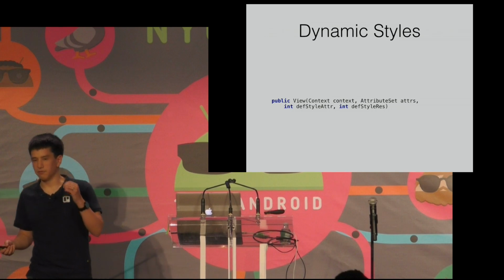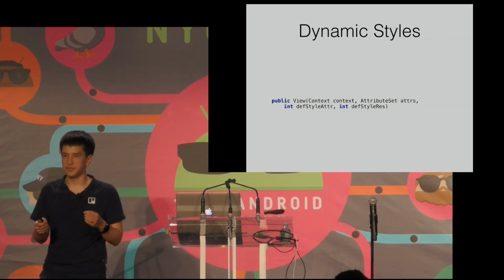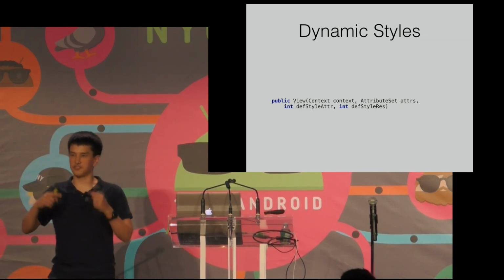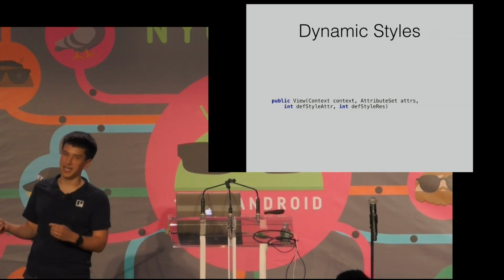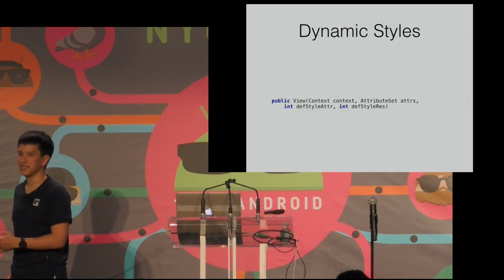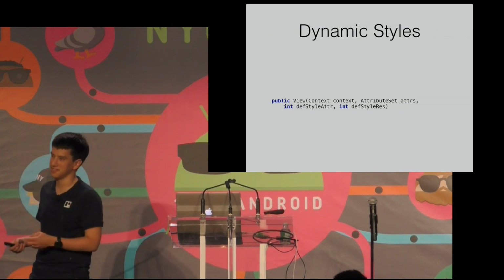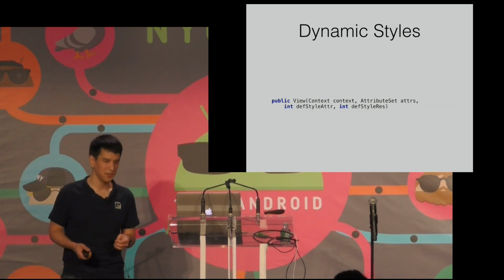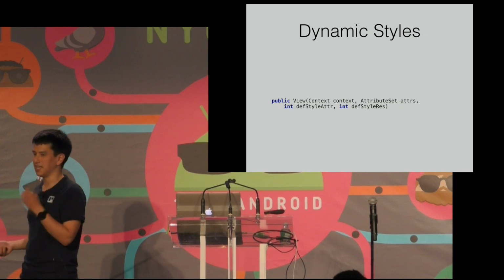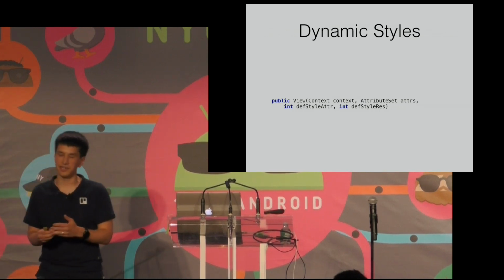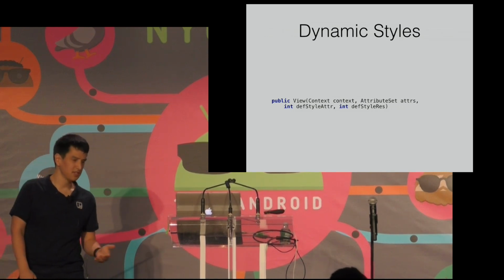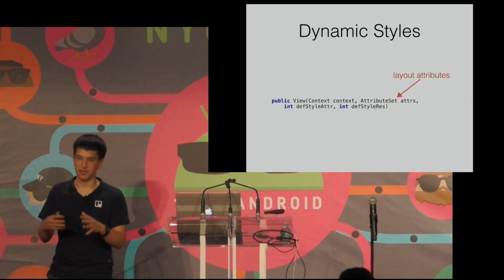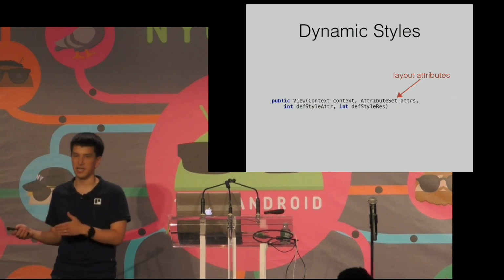The issue is that with styles and themes, they're all applied in the constructor. So it's not like you can take a view and apply a style to it after the fact, because all of the code that's reading the things in the style happened in the constructor. So really, if you're going to do dynamic theming or dynamic styling of views, you need to do it in the actual constructor itself.